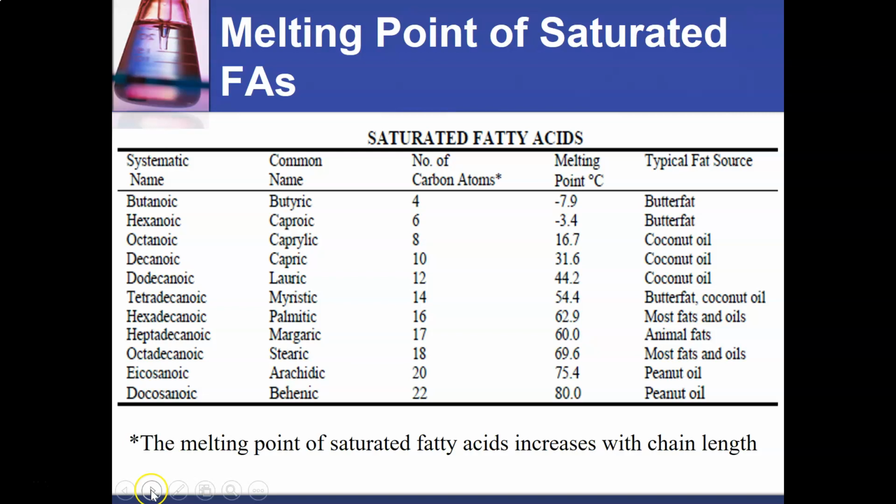So let us see the difference in melting point between the fatty acids. These are all saturated fatty acids. So we have fatty acids with C4, C6 until C26. If you see the trend of melting point, you can see that with the increase in the number of carbons, there is an increase as well in the melting point. Okay, so the melting point of saturated fatty acids increases with chain length.